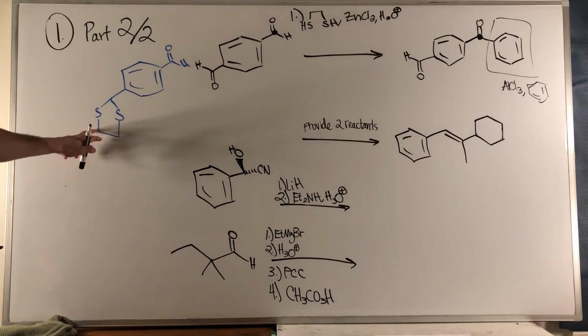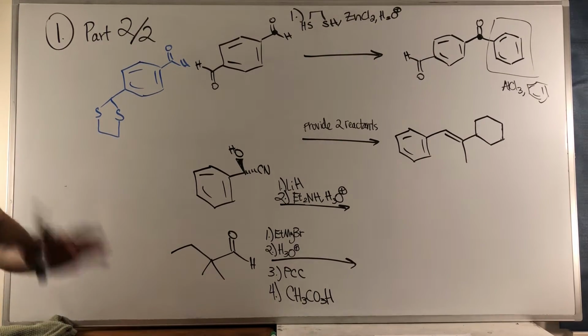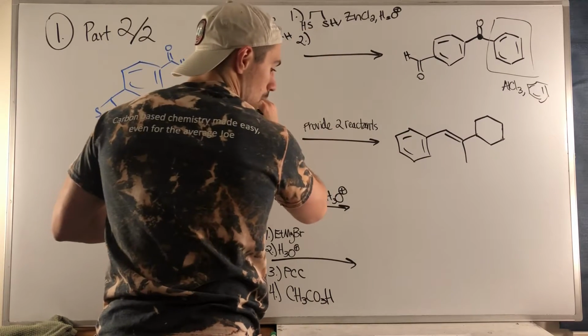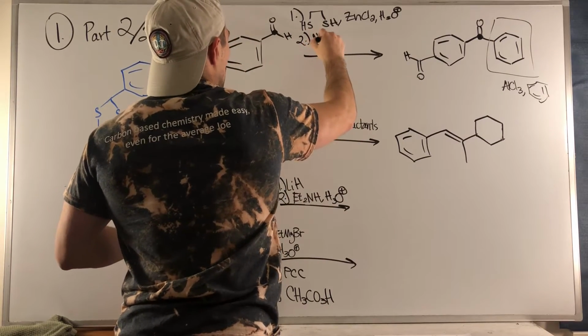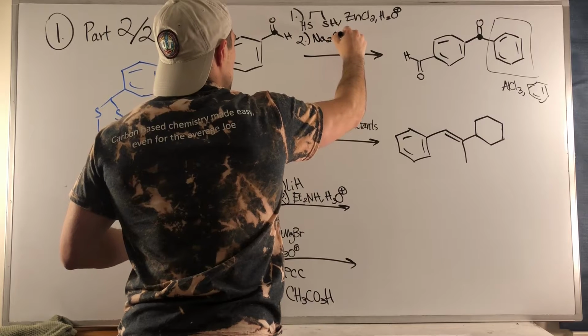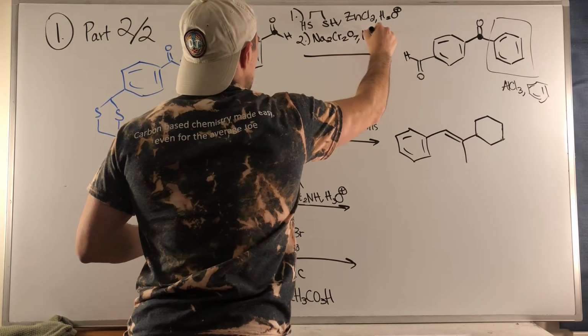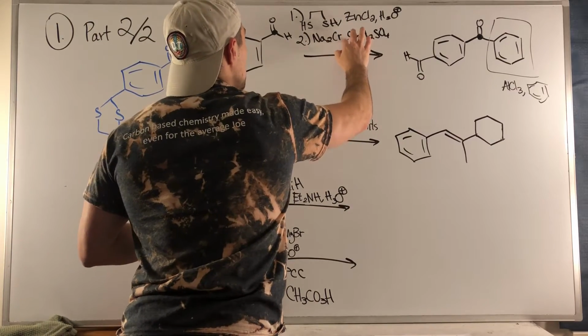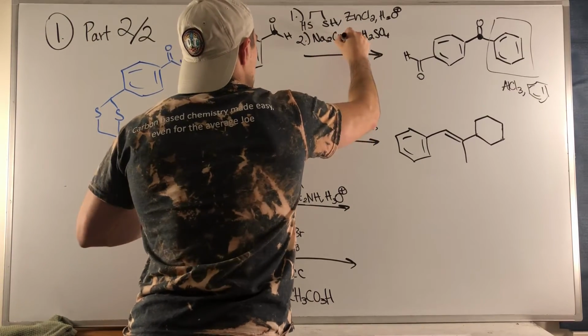So this protecting group is not sensitive to acid, which means now that we've protected that, we have full reign now to oxidize our other aldehyde. And yes, we do need to go all the way to the carboxylic acid. So we will be using the Jones oxidation. We will be using sodium dichromate and H2SO4.